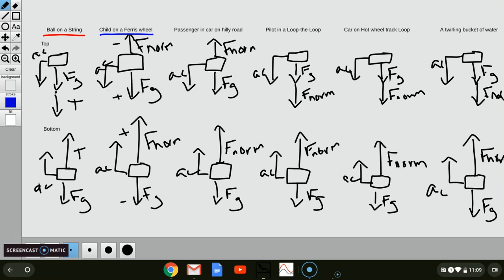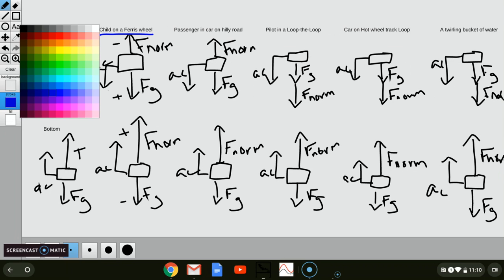So both of these can be used as a template for every vertical circle. Every vertical circle can either be treated like it's a ball on a string or it can be treated like it's a Ferris wheel because it follows the same pattern. Okay? So really one of your goals here is to figure out, is it a ball on a string or is it a Ferris wheel? So take a look at the ball on a string and a Ferris wheel and the rest of our free body diagrams and see if you can figure out which ones are ball on strings and which ones are Ferris wheels. Okay? Go ahead and hit pause and do that now.